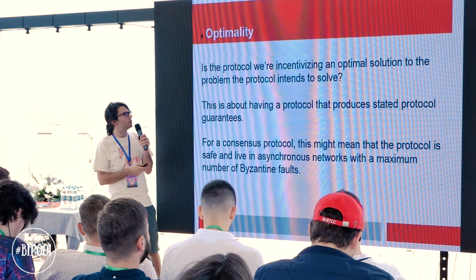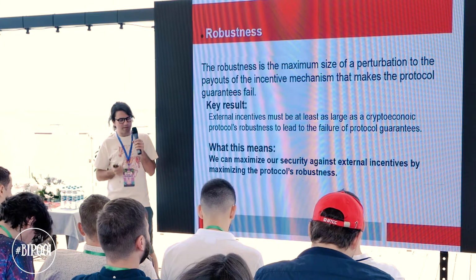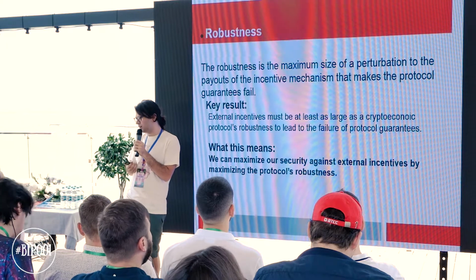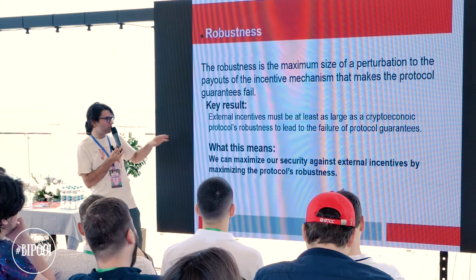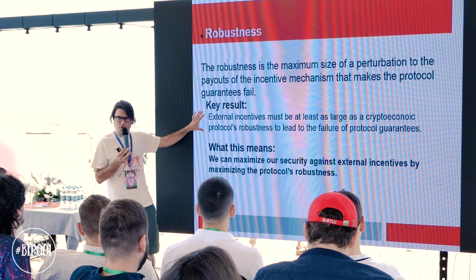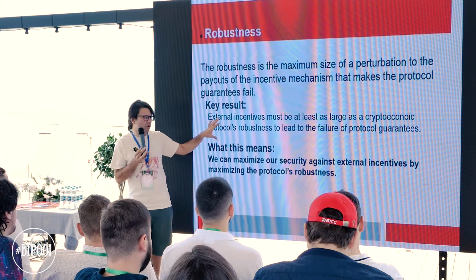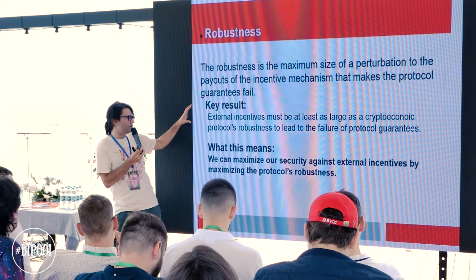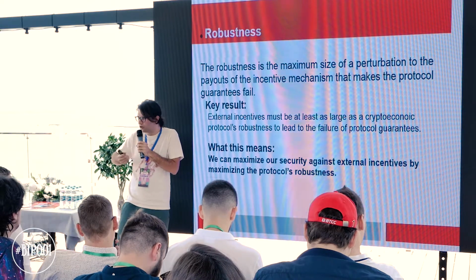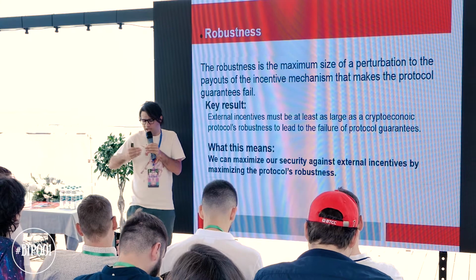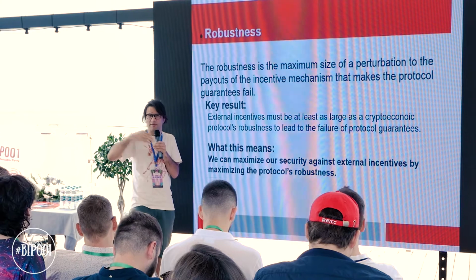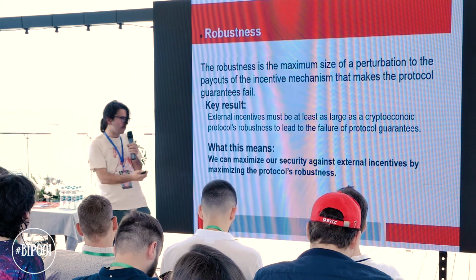consensus literature. So robustness is kind of my favorite one, and you'll see why. Basically, it has to do with, again, the size of the perturbation to the incentives required to break the protocol. And the reason why this is really interesting is because external incentives have to be at least the size of the robustness in order to cause a deviation from the protocol. So basically, we can maximize our security against external incentives by maximizing our internal robustness. Somehow, if I can maximize the amount of perturbations that I can withstand, then I can maximize the amount of external incentives that my protocol will survive.